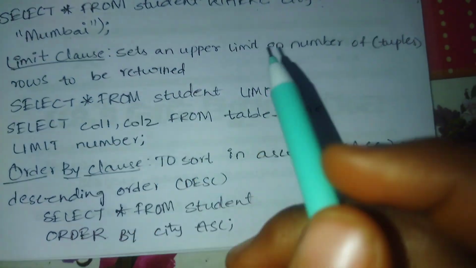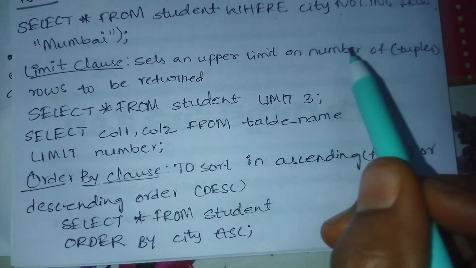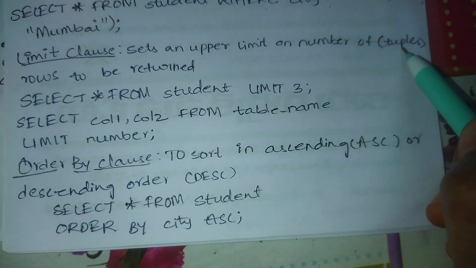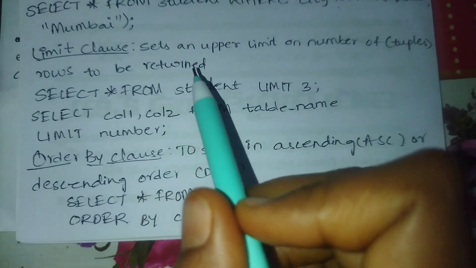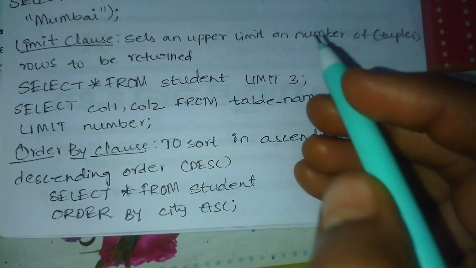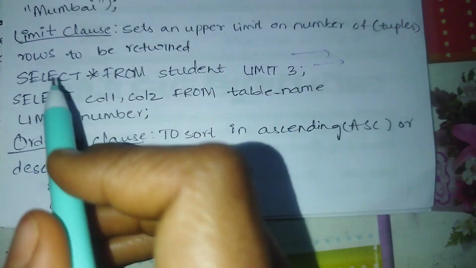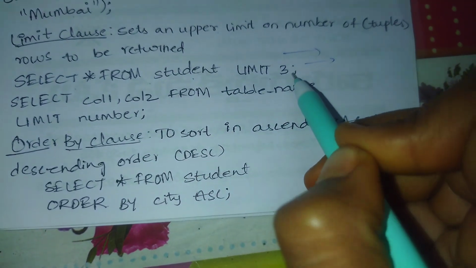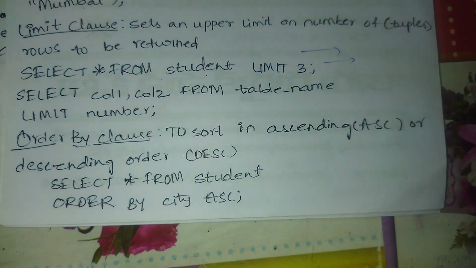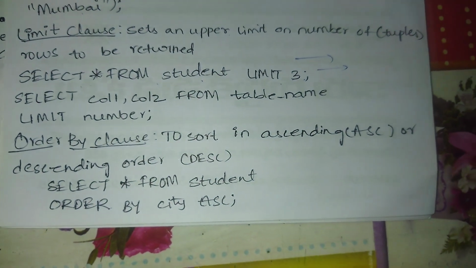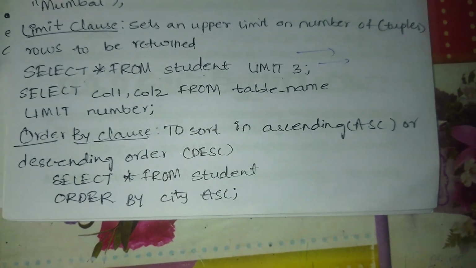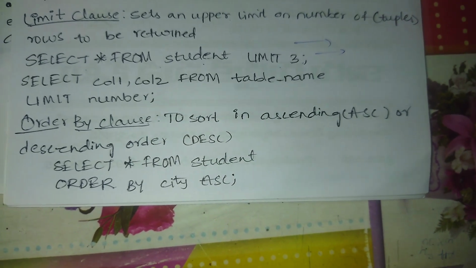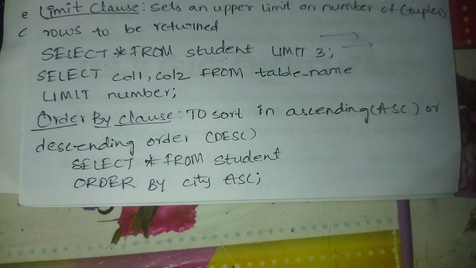Limit clause sets an upper limit on the number of tuples. Tuples are rows to be returned. It will return the row values like this: select star from student limit 3. Up to 3 elements it should be satisfied. And select column 1, column 2 from table name limit number 3.